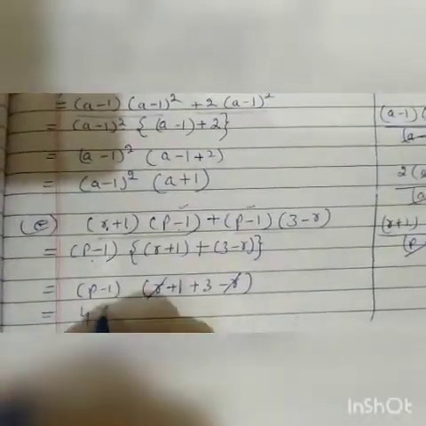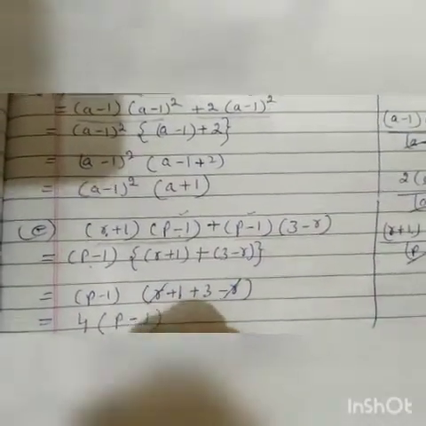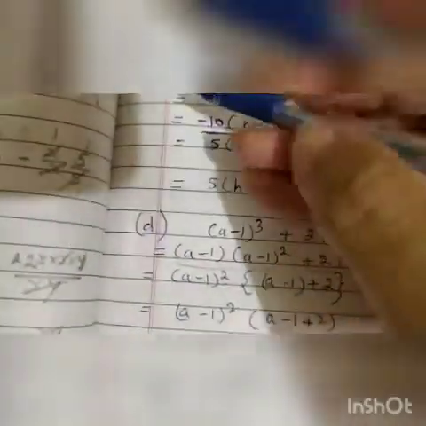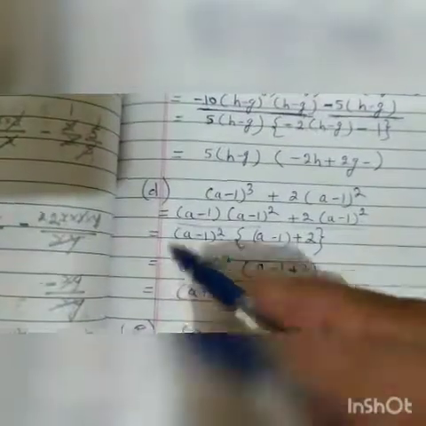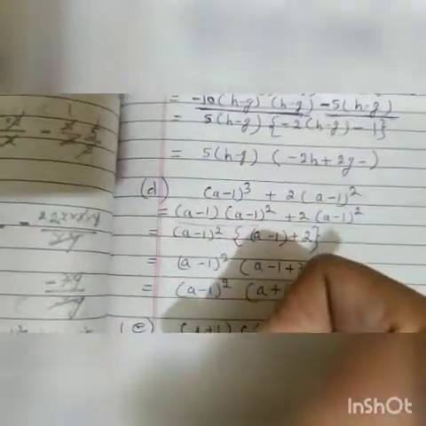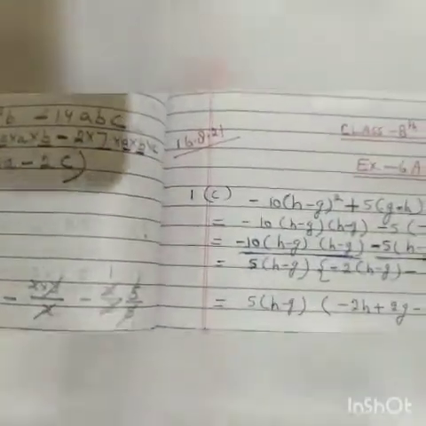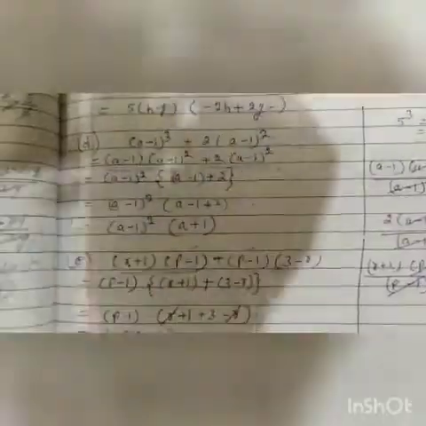We will write this 4 in the starting. It is 4 times (p minus 1). This is your answer. Students, you have to put this equal sign. It is mandatory. You have to write this one. Okay. Now come to the next part.